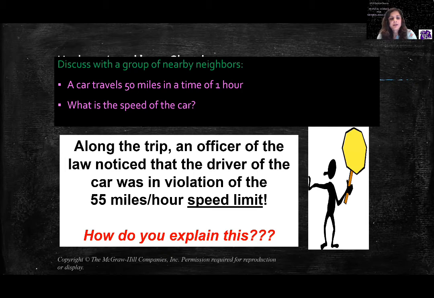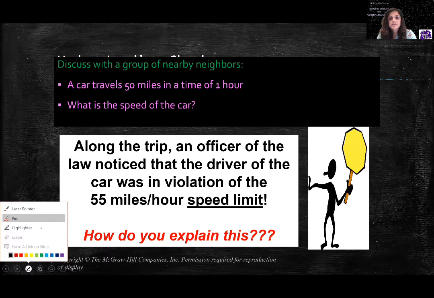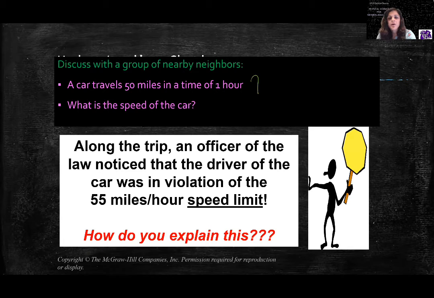If you read that as I put it up just a second ago, 50 miles in 1 hour means the speed is 50. That's the speed. But is the person in violation? And the answer will be, of course, yes, because it is possible that the person could have broken the 55 mile per hour speed limit.